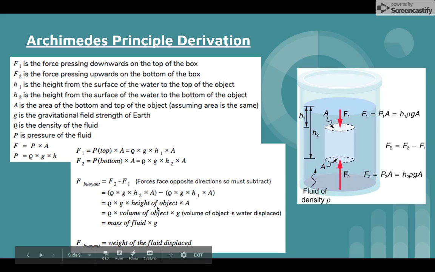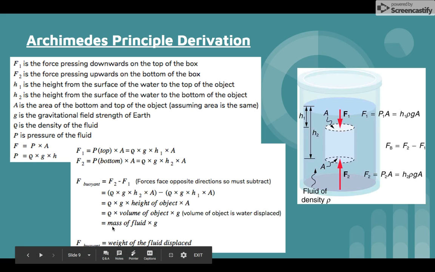So, since we know that the area of the base of the object multiplied by its height is the volume of the object, we can say that the net buoyant force acting on the object is equal to the density of the fluid the object is in, multiplied by the volume of the object, multiplied by g, the gravitational constant. We also know that the volume of the object is equal to the volume of the water it displaces. And since we know that mass is equal to density times volume, and we have the density of the fluid and the volume of the fluid, we can say that the mass of the fluid multiplied by the gravitational constant is equal to the net buoyant force acting up on the object.